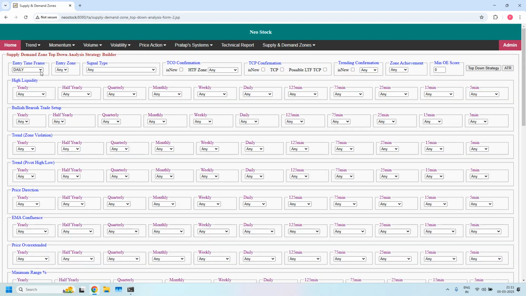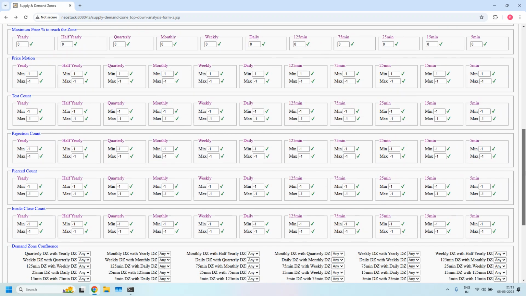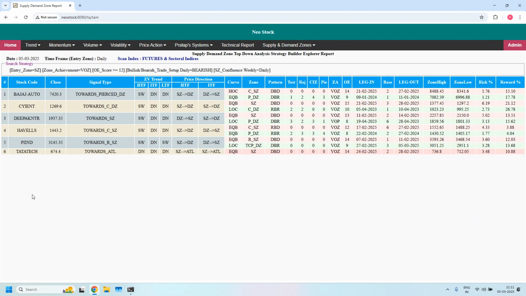Next, bearish trade setup, monthly income trade, entry time frame daily, entry zone, supply zone, bearish trade setup, bearish zone achievement V was at minimum order enhancer score 12. We got 6 stocks, bearish trade setup, monthly income trade, entry time frame, daily, supply zones. Let's check LTF, ITF and EMA filters. In the supply zone Confluence, a daily supply zone with weekly supply zone Confluence. All 6 are filtered, daily and weekly supply zone Confluence.